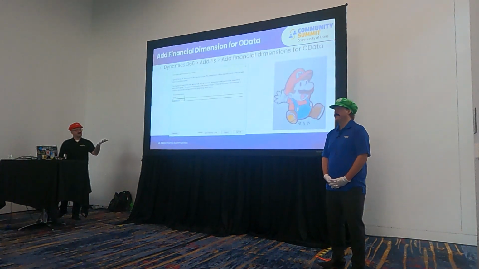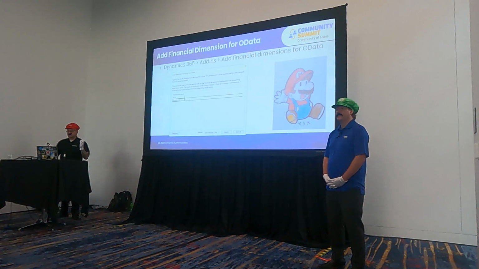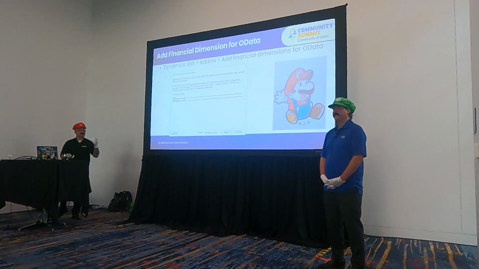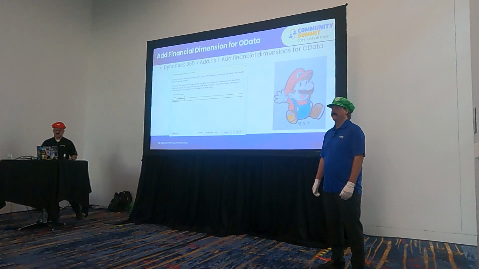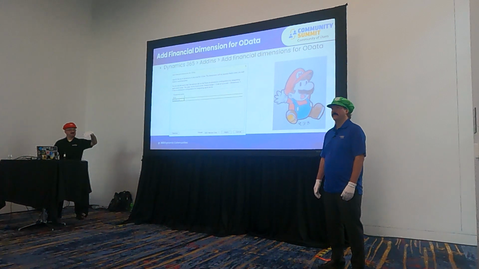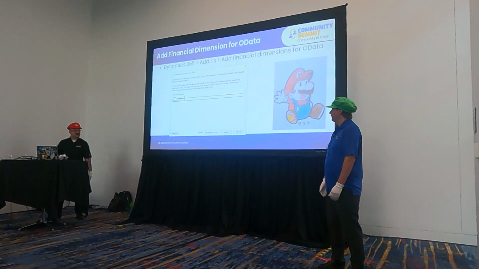Next, this is just something that I still happen to see a lot. If you're trying to add financial dimensions for your OData, Microsoft now has a wizard for that, so you can add stuff like store, warehouse, whatever your financial dimensions may be, and it'll make all the code for you. You don't have to do it manually. So if anyone wants financial dimensions on all their OData stuff, there's a wizard that does that.